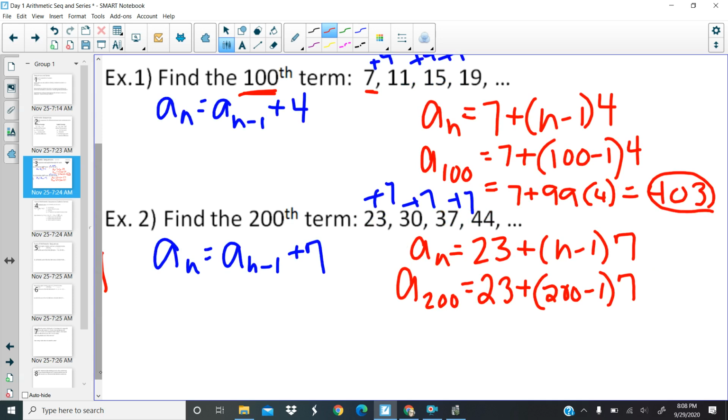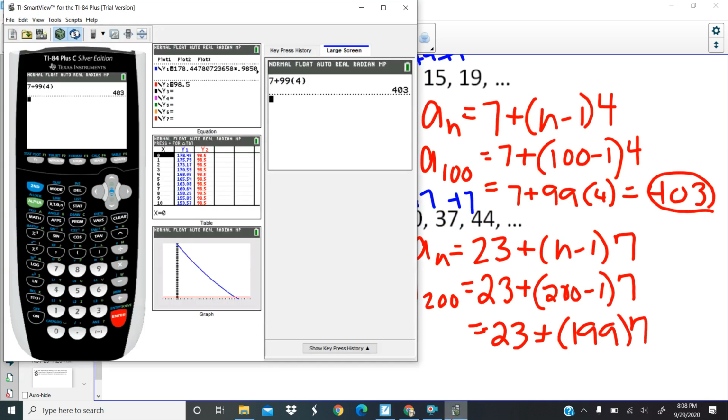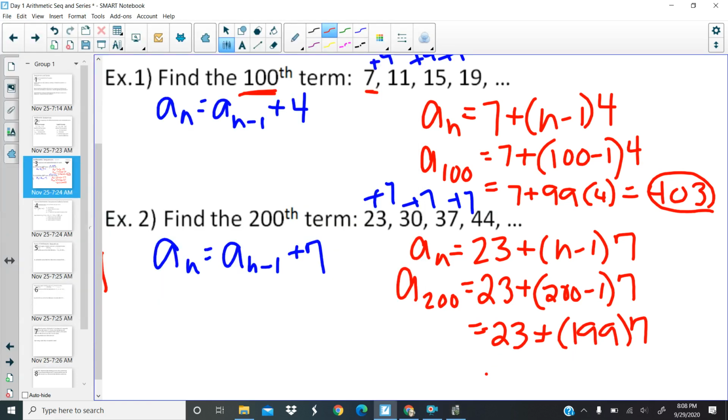Then to finish solving that out, you would have 23 plus 199 times 7, and you can work that out in your calculator. So it's 199 times 7, and that should give you 1,416. So that's going to be the 200th term of that sequence.